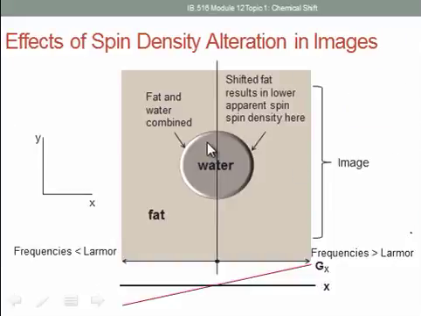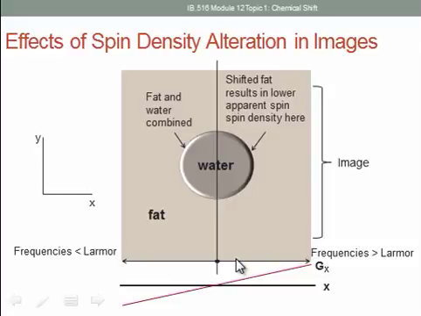And what I'm showing is manifesting as bright bands towards the lower frequencies and dark bands towards the higher frequencies in the image. So this gray area is just the field of view of an image, where the whole gray area here is just fat, okay? And inside you have some water-bearing tissue, such as muscle.